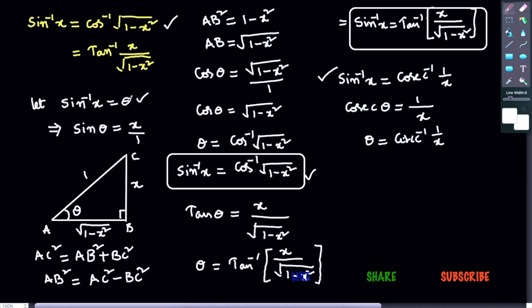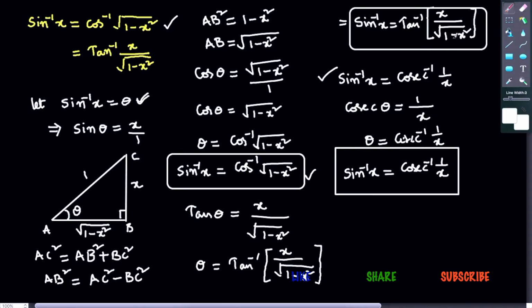What is theta? You observe here, theta is sin inverse of x. So in place of theta you write sin inverse x. Sin inverse x is equal to cosecant inverse of 1 by x. We proved this from the diagram. You can also write it directly, since we have one of the properties, sin inverse x equals cosecant inverse of 1 by x. From that also you can write, or from the diagram also you can write. What I want to say is, sin inverse you can write in terms of cos inverse, tan inverse, cosecant inverse, and secant inverse also.